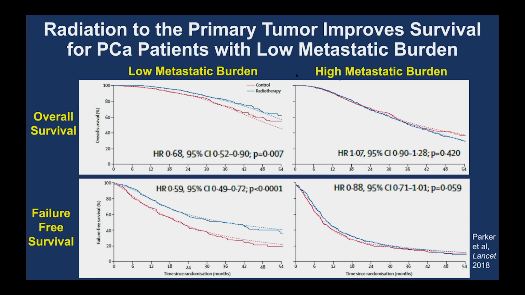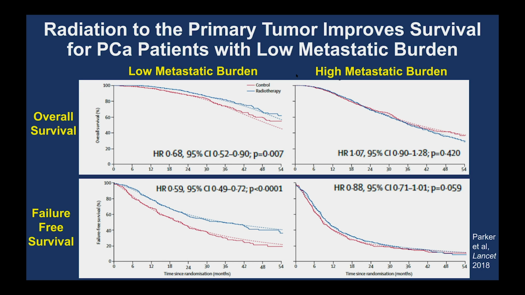And what I want to point out to you is in patients who have high metastatic burden on the right, there really is no benefit to radiation to the prostate, meaning that the patients who got the radiation, shown on the blue curves, did no better than the patients who did not get the radiation, shown in the red. However, on the left, in patients with low metastatic burden, you can now see a nice separation of these curves, showing a benefit to radiation over no radiation to the prostate.